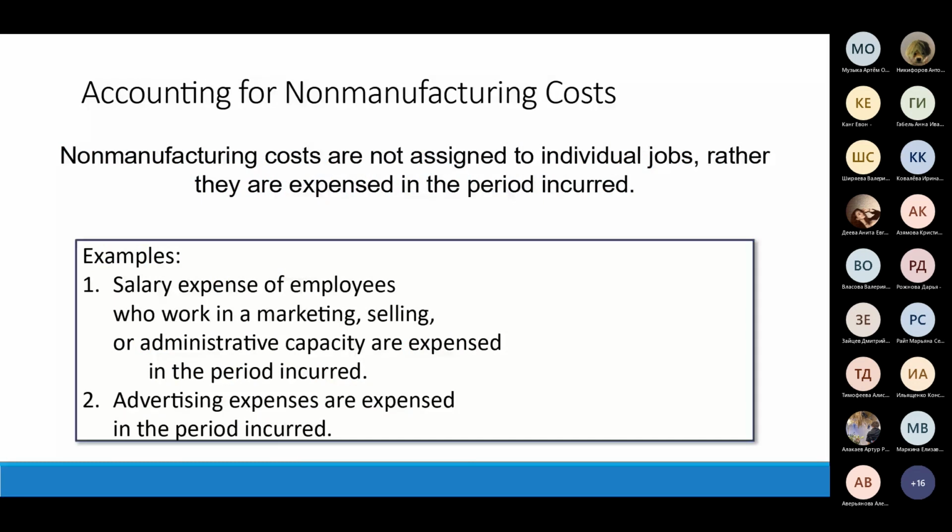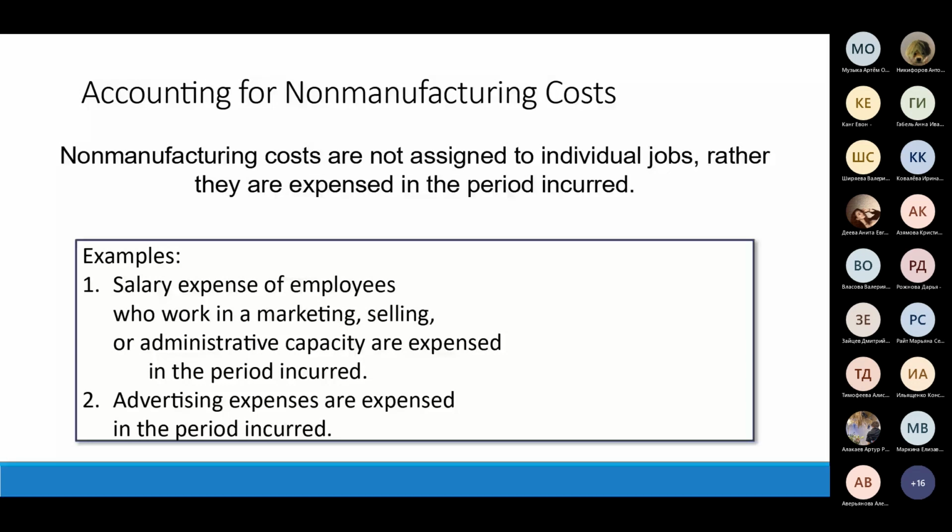So non-manufacturing costs are not assigned to individual jobs. They are expensed in the period incurred. So if we have some non-manufacturing costs that are significant to our costing system, there could be some difficulties in finding the correct way to assign them to a specified job.